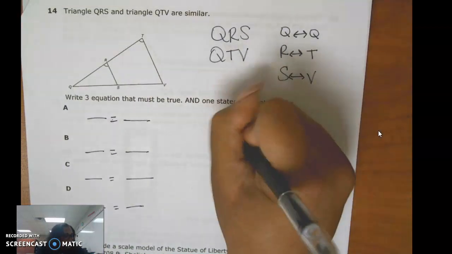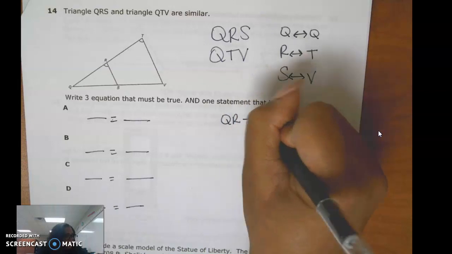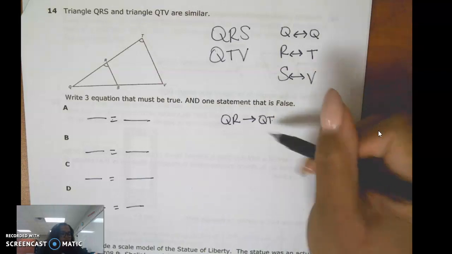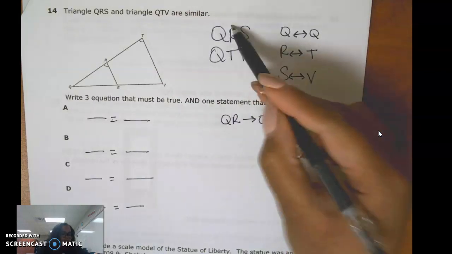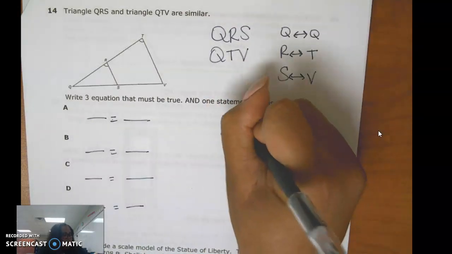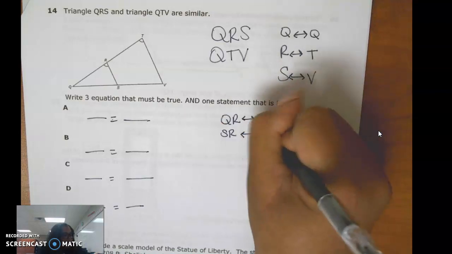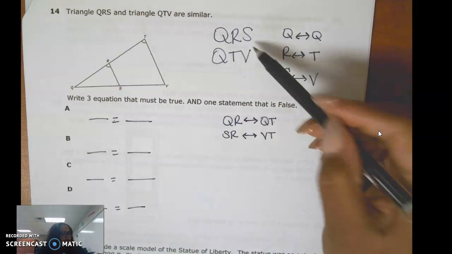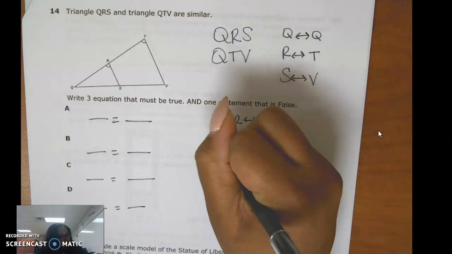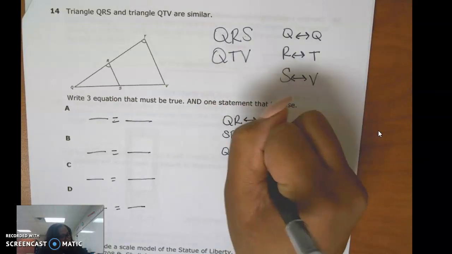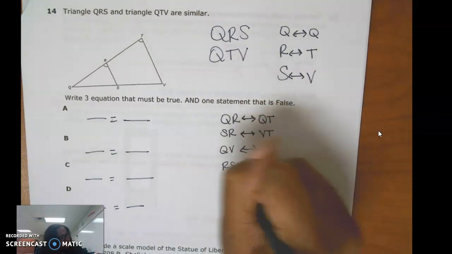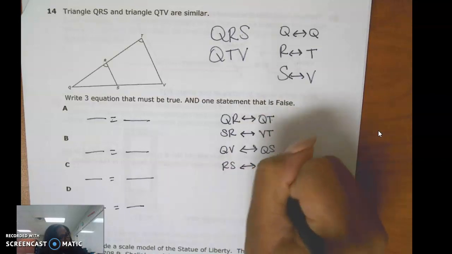So for example, QR goes with QT. You have to go in order. Q first, then T second. Q first, then R second, because it's first place, second place. Okay, or you can do SR matches or corresponds with VT. Whoops. Because SR is third, second, third, second. You can do QV corresponds to QS. You can do RS corresponds to TV.